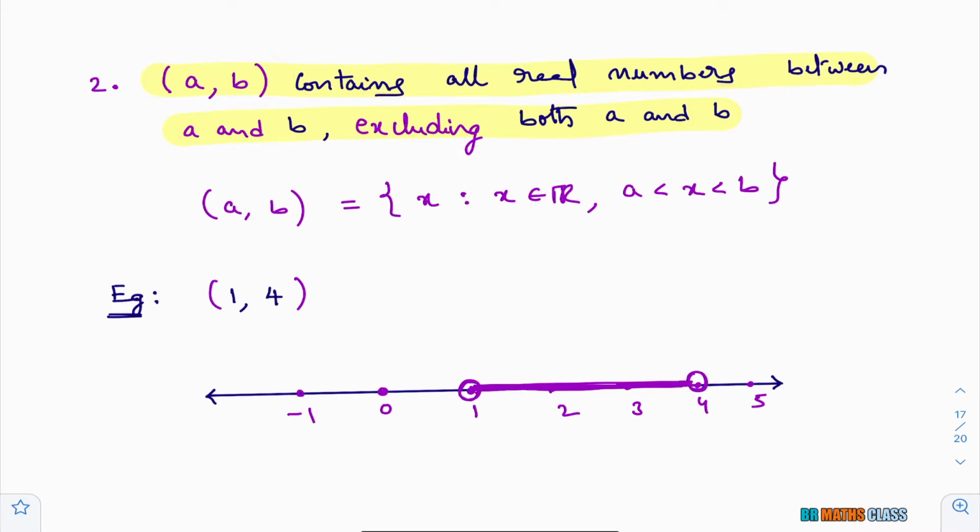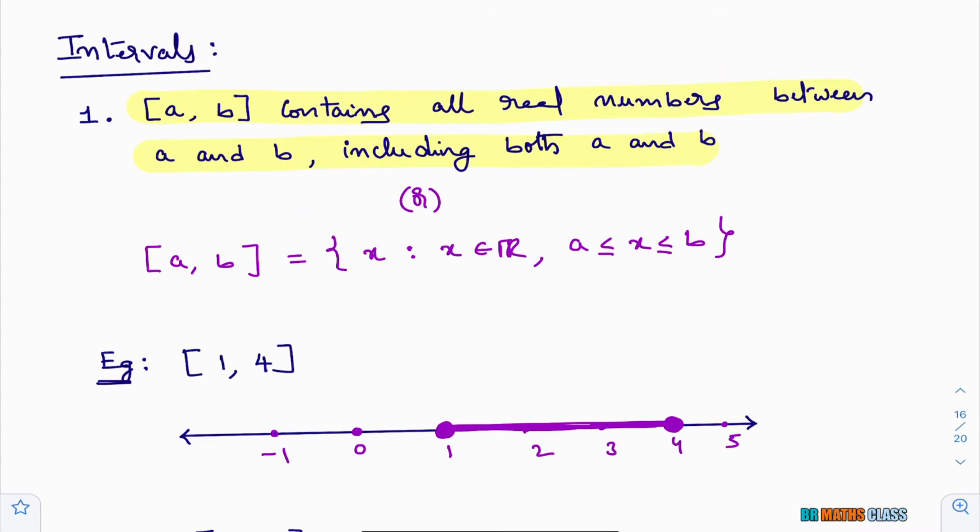Now, by seeing the question, you can easily say, look here, this is what interval? This is closed interval A comma B. How can you say that? By seeing the brackets. This is closed interval A comma B.